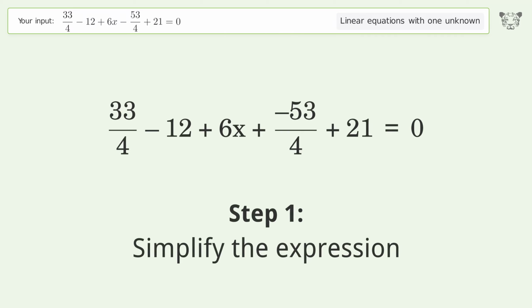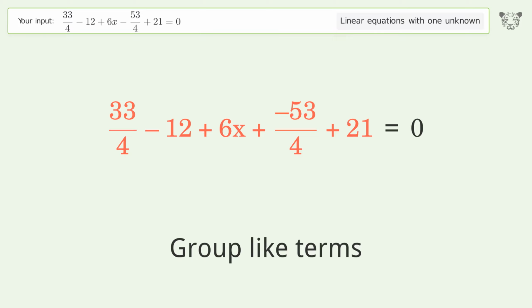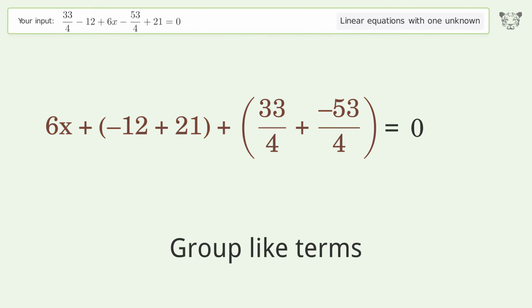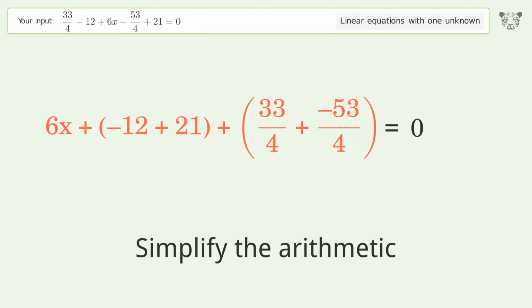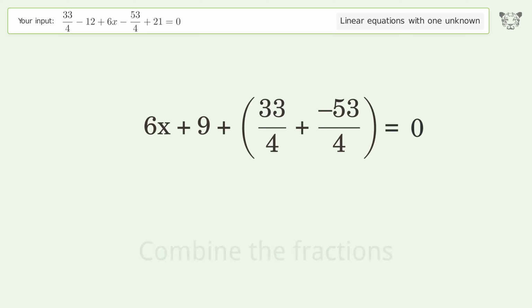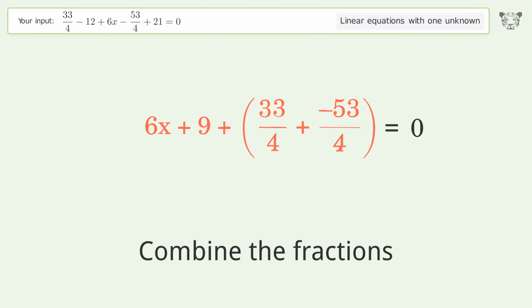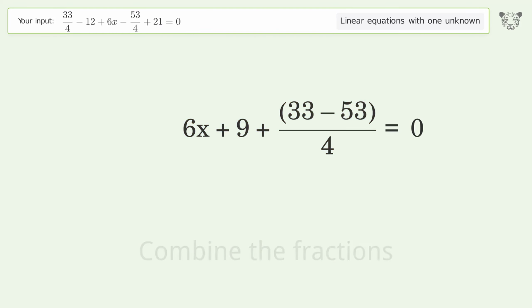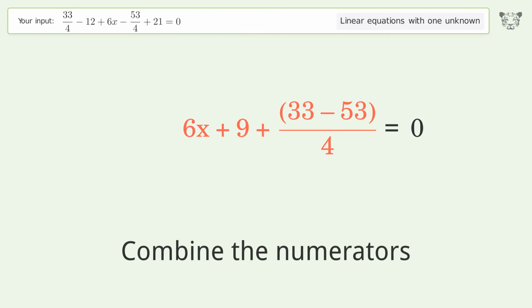Simplify the expression. Group like terms. Simplify the arithmetic. Combine the fractions. Combine the numerators.